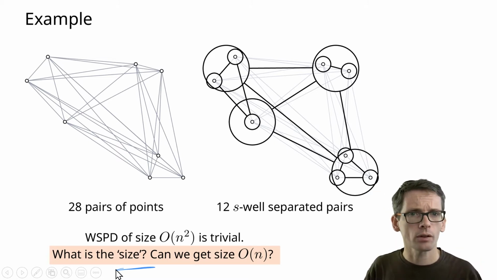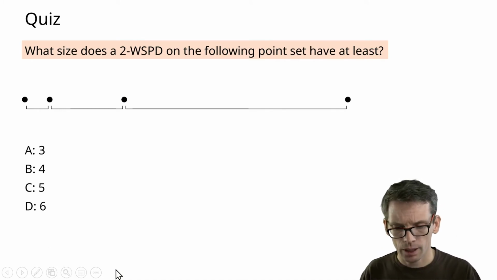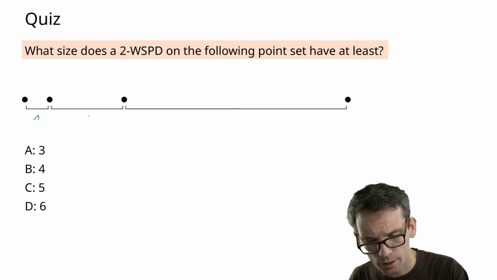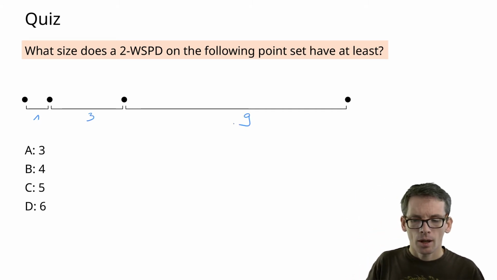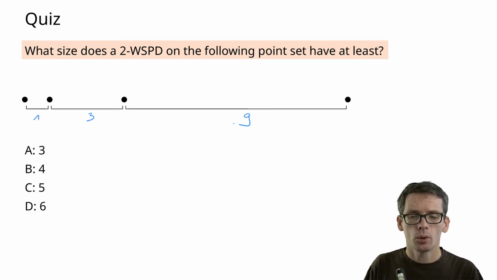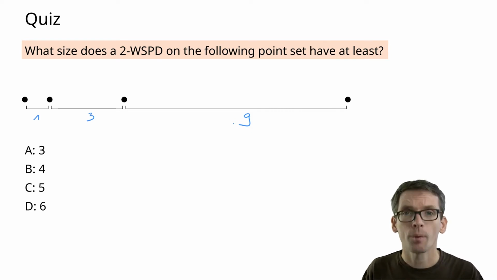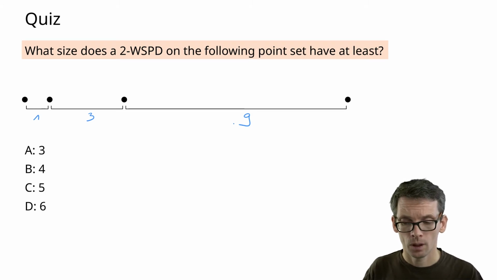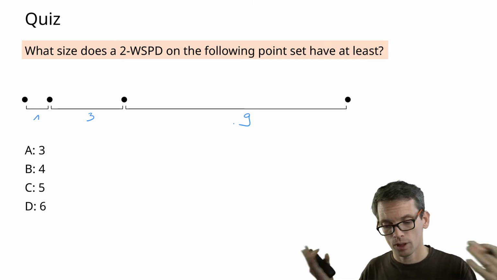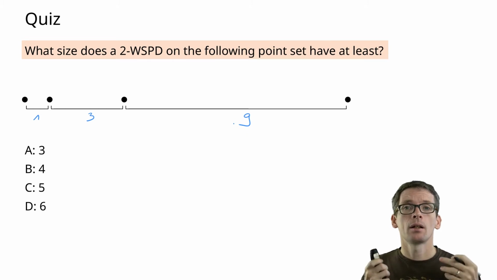Okay, just to check this concept once more, let's say this is my point set, and the exact distances don't matter that much here. Let's say this is 1, 3, and 9. I want to have a 2-well-separated pair decomposition, so S now should be 2. And my question is, how many pairs do you need? A, 3, B, 4, C, 5, or D, 6? So the number of pairs that we need is 3.